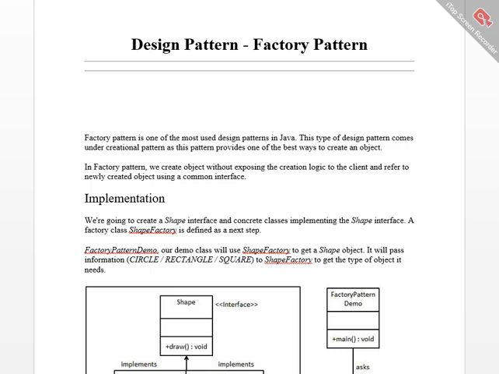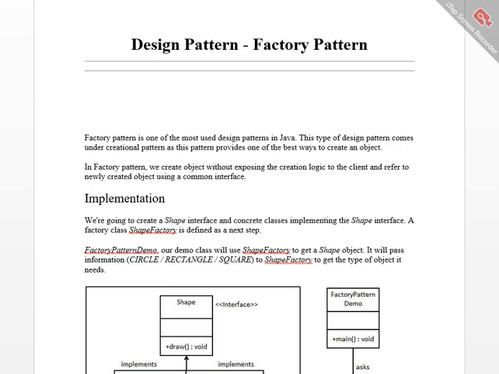In factory pattern, we create object without exposing the creation logic to the client and refer to newly created object using a common interface. Implementation: we are going to create a shape interface and concrete classes implementing the shape interface. A factory class, ShapeFactory, is defined as next step.